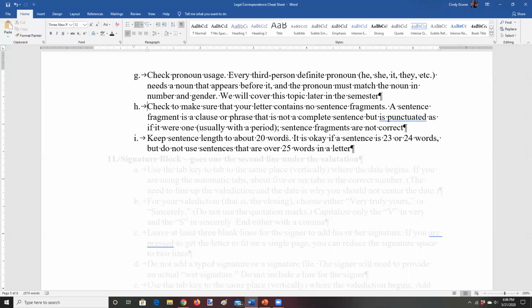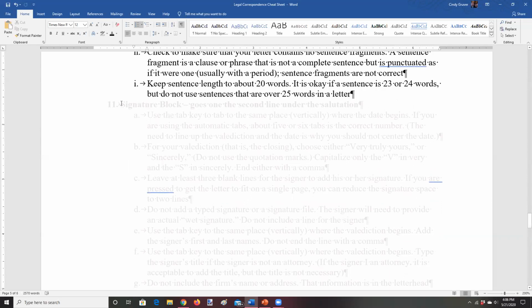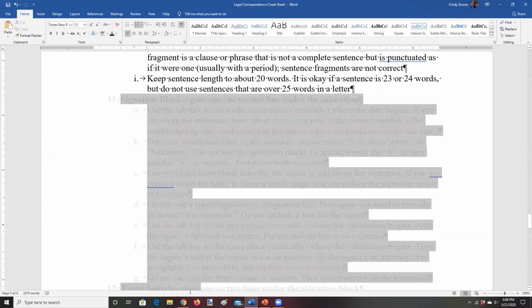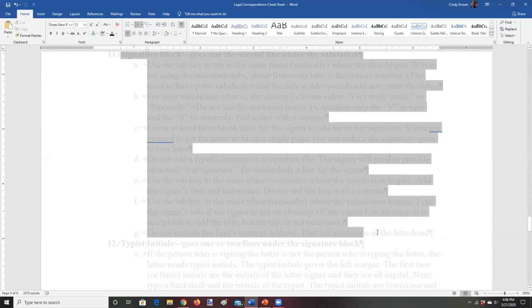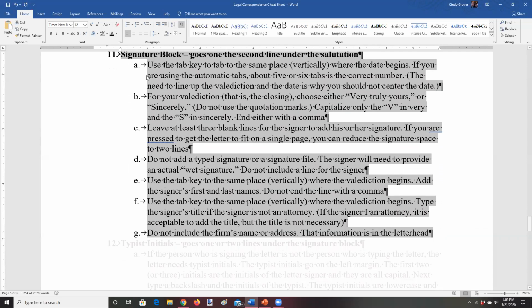Now, we don't want to have 25-word sentences. That would be weird. But do keep in mind that once you're above 20, look it over to make sure that it really is kind of what you want to do with your sentences. Okay, so now we're done with those suggestions. We're done with the body. You can see actually we spend less time on the body than we do probably the inside address. So let's now look at the signature block.